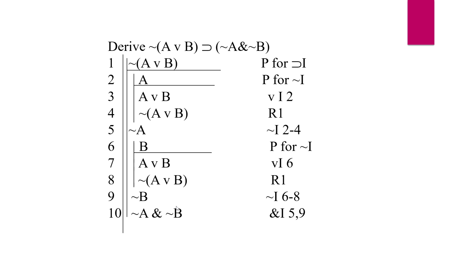We're almost done here. We have assumed the antecedent of the theorem and we've proven the consequent. So on line 11, we can go back to our main scope line and write down the whole conditional using conditional introduction from lines 1 through 10.